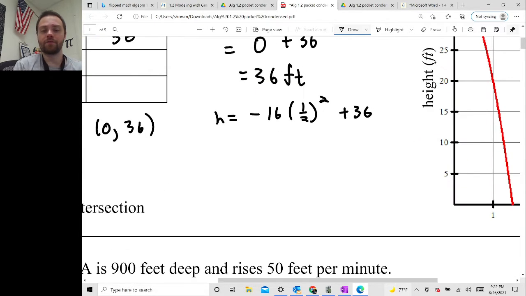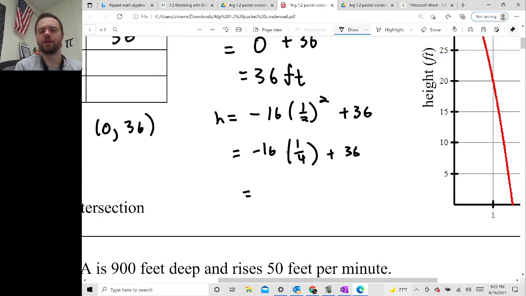Whenever you square a fraction, whenever you raise a fraction to the second power, you're going to square the top and the bottom, so the numerator and the denominator. So I've got 1 to the second and 2 to the second. So I've got, all in all, negative 16 times 1 over 4 plus 36. So a half times a half, or square top, square bottom. This is what I'm going to get.